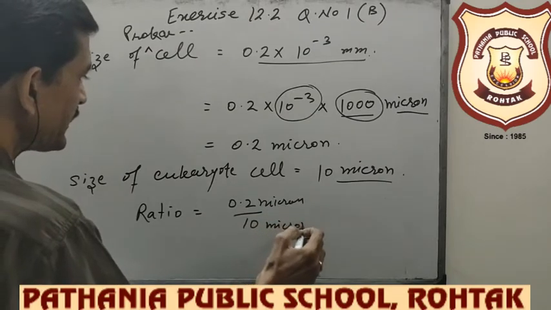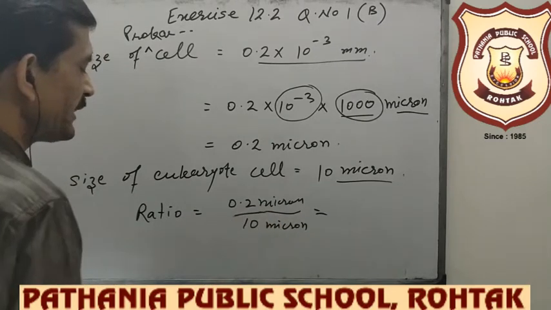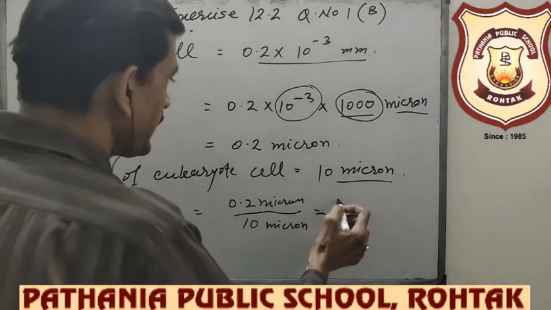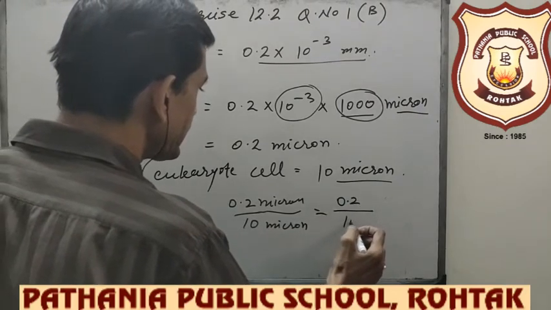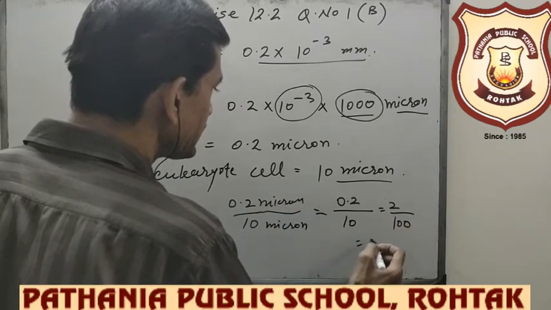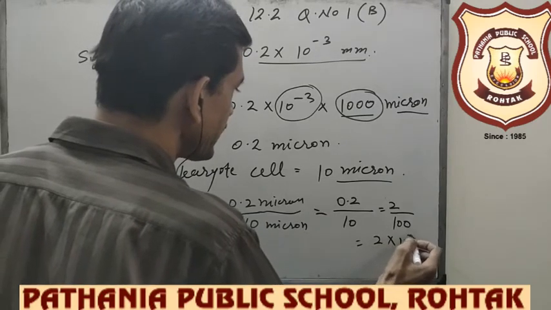And you know very well that a ratio has no unit. So what will this become, beta? 0.2 by 10, solve this. This is equal to 2 upon 100. This is what? Because 10 is there. 2 into 10 raised to the power minus 2.